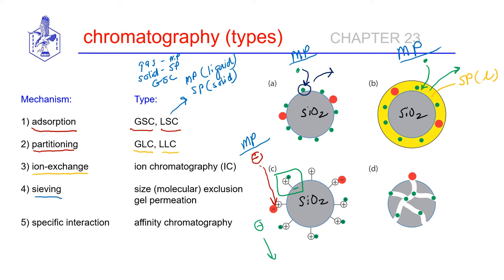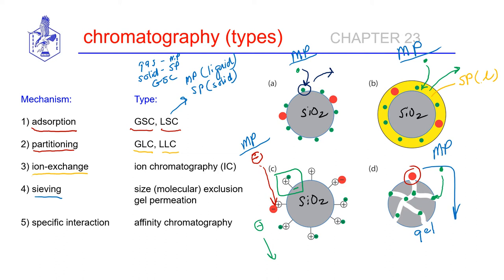That's called sieving. Okay, all right, so we're going to design what we call gels that have pore structures of different sizes. So for instance, molecules that are small, like these green ones, will be able to come out of the mobile phase and partition into the pores, and will spend time in the stationary phase. Larger molecules will not get into the pore structure, and so they're not going to spend much time on the stationary phase. They're just going to go through quickly. So we are separating on the basis of size.